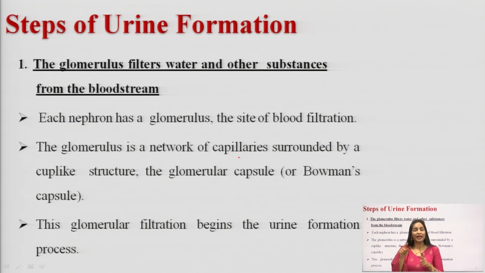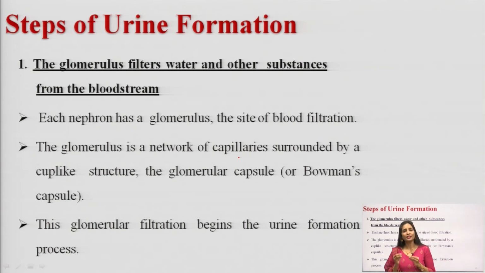What is a glomerulus? It is a mesh-like structure which is covered by a cap, which you can call a Bowman's capsule. Okay? So, the glomerulus is a network of capillaries which is surrounded by a cap-like structure you can call a glomerular capsule or a Bowman's capsule. Here the glomerular filtration begins. Once the filtration begins, the urine formation process starts. So the glomerular filtration is the first step in the formation of urine.